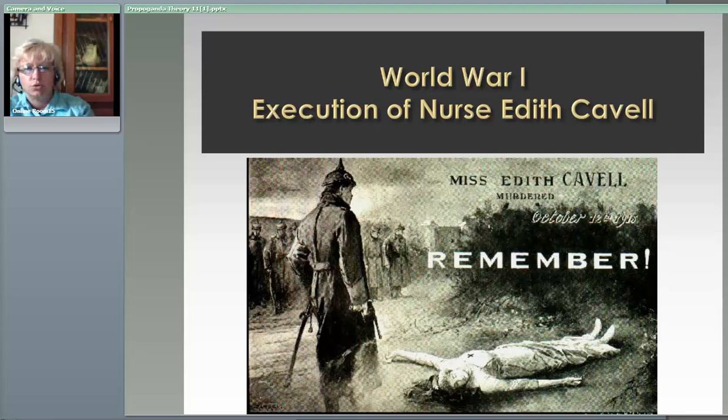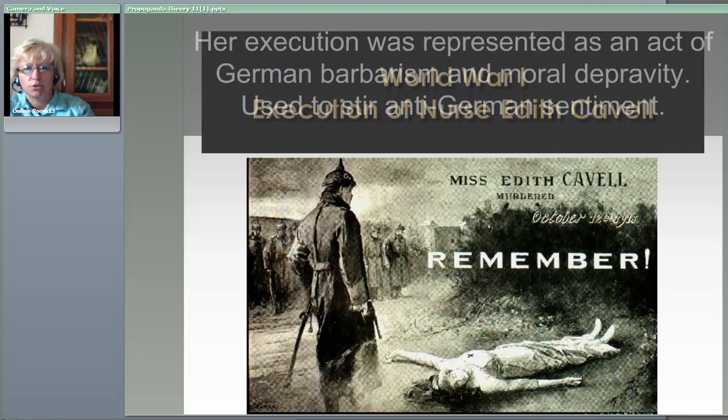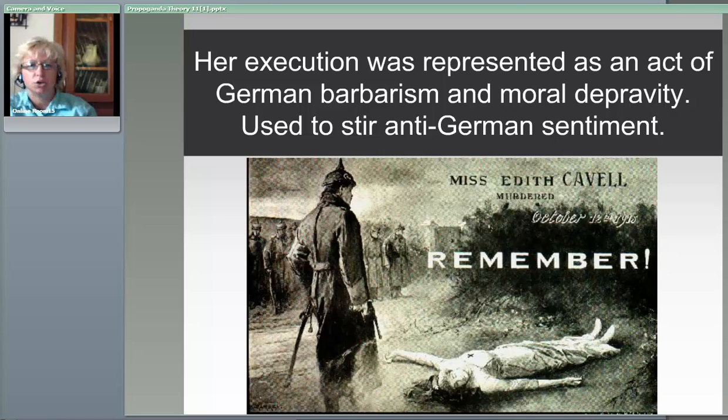And those who sided with Edith really took up her cause and represented her execution as an act of German barbarism and moral depravity. And they really just began pasting her picture everywhere in an attempt to stir up anti-German sentiment. Okay, remember, the goal of propaganda is to impact behavior, and part of behavior is our belief system and what we think to be right and wrong, good and bad. All right? So you will find propaganda really, really used throughout history and throughout wars.